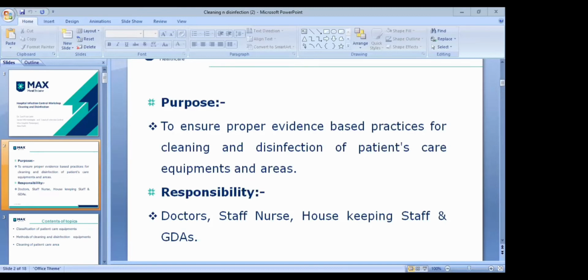One is what are the equipments that are used in the patient area. And according to the equipments, we would classify the cleaning and disinfection protocol. Then what is the method for each cleaning and disinfection protocol? They will be important. And then the cleaning of patient areas. So whenever we are having cleaning and disinfection policies made, these are the three important points which we should remember: what are the patient care equipments.